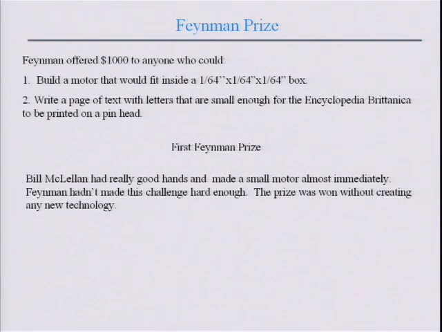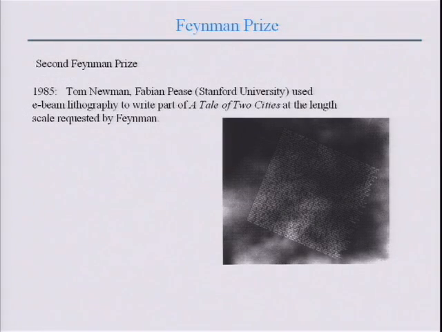As soon as Feynman announced these two prizes, the first one got claimed right away. Bill McLellan did a really good job just by using his hands to make a small motor, small enough to fit into the size, to win the Feynman prize right away. But the second Feynman prize didn't get claimed until very late, until 1985. So that's some 20, 30 years later.